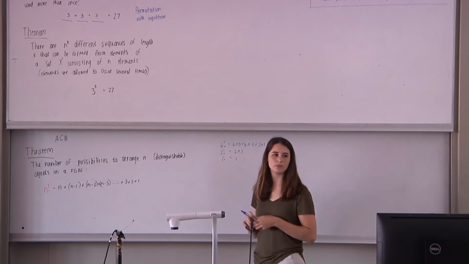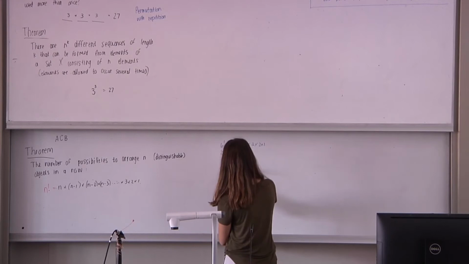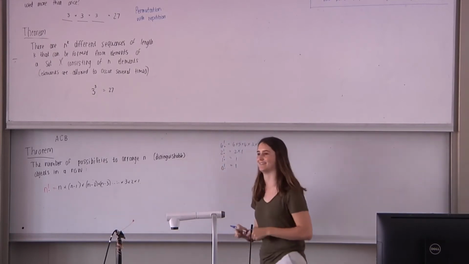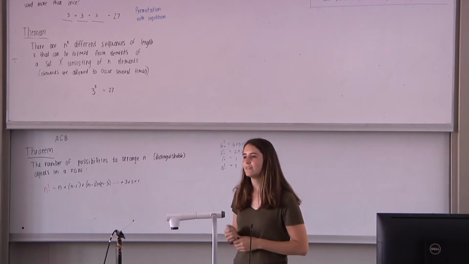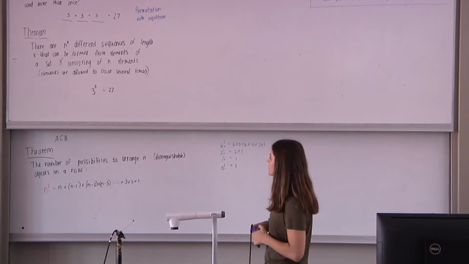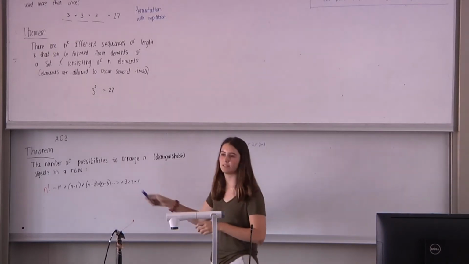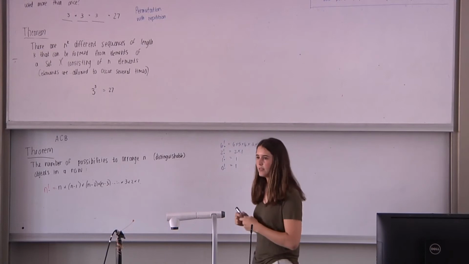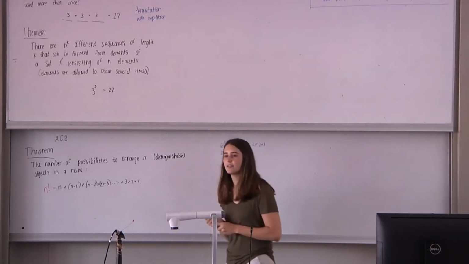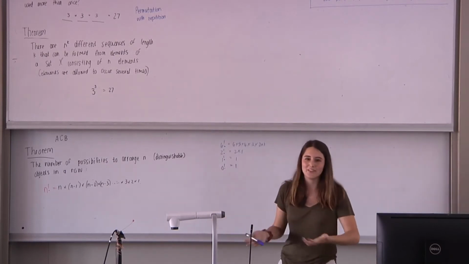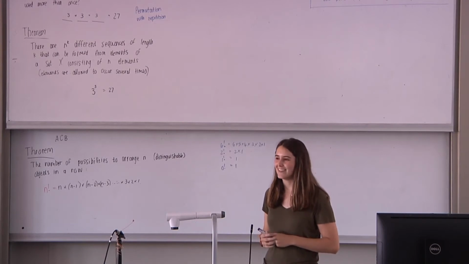What would 0 factorial be? 1. Why? Because there's one way to arrange 0 objects. Our theorem says the number of possibilities to arrange n objects in a row is n factorial. So if we want to arrange 0 objects in a row, there's one way to do it because you have 0 objects. It's a bit of a strange mindset.